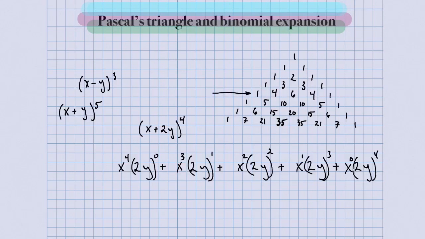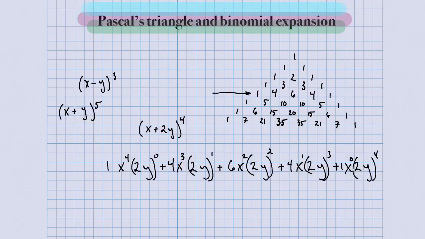And those are our coefficients. So we have a 1, a 4, 6, a 4, and a 1. Okay, next thing we want to do is we just kind of want to do the math.